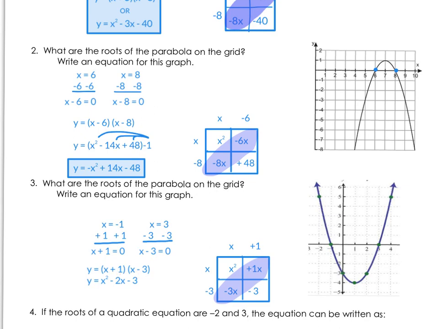From there, I wrote out an area model to show that since it's a binomial times a binomial, I need to make sure that I multiply all the terms. And then I had x squared plus 1x minus 3x and then minus 3. Then I combined like terms to end up with y equals x squared minus 2x minus 3.